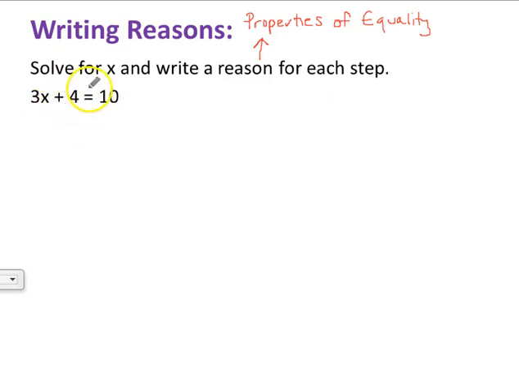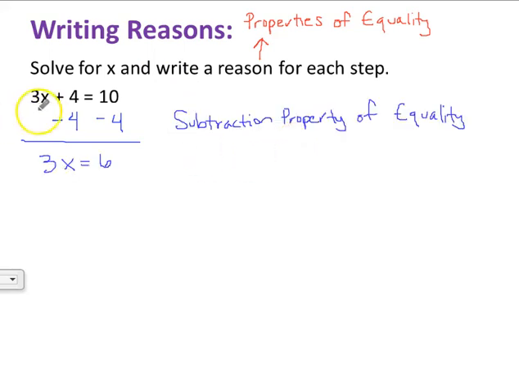So our first step is we want to remove the 4 from both sides. That's our first step, is we're going to subtract 4 from each side. And when we subtract 4 from each side, which property of equality would that be? That would be the subtraction property of equality. So let's write that in. And after we subtract 4 from each side, now we've got 3x equals 6 remaining.